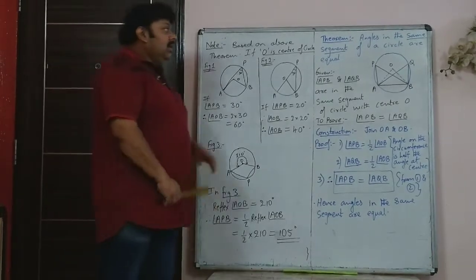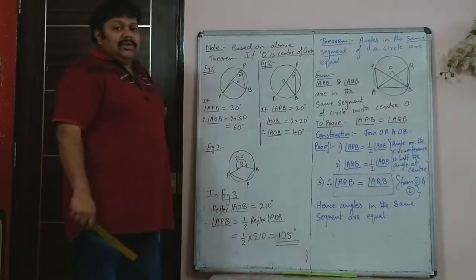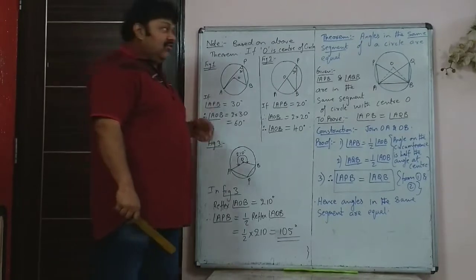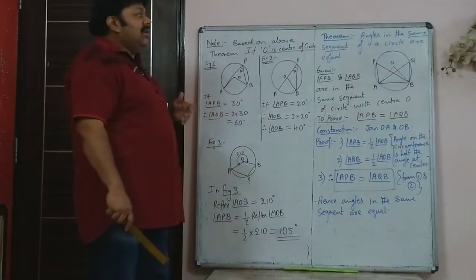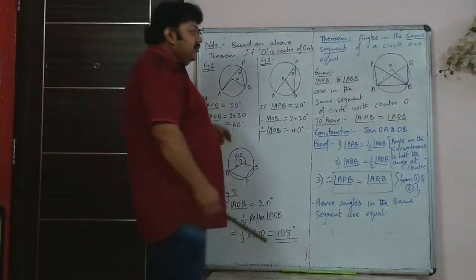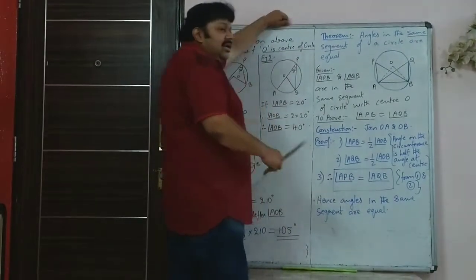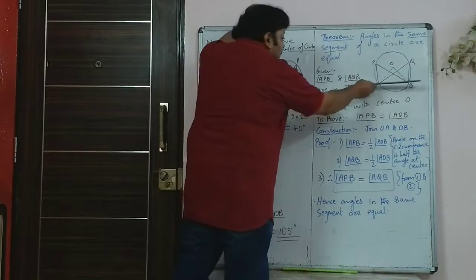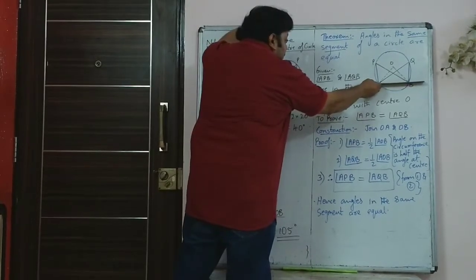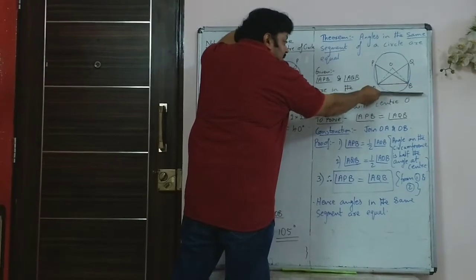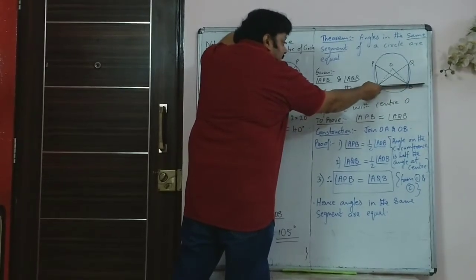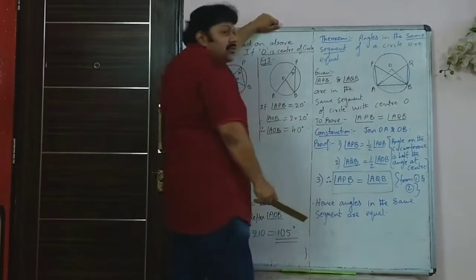Now we go on to see the second theorem, which is very simple, which uses the first theorem. Angles in the same segment of a circle are equal. What do you mean by segment? I had explained in the first frame that AB is a chord of a circle. It divides the circle into two parts. This down part is the minor segment and the up part is the major segment.